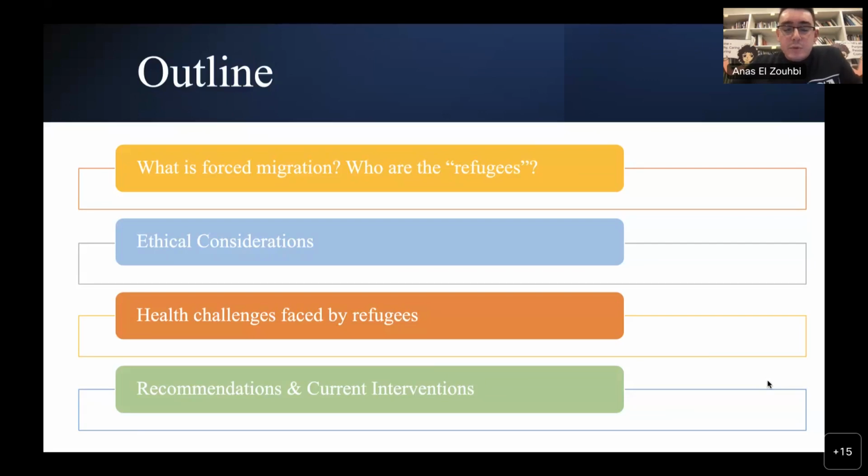I will then move on to some of the ethical and bioethical considerations with regards to access to healthcare for refugees. I will also address some of the health challenges and health burdens that these refugees face and how it may differ from the regular population within a host country. And finally, I will also share some of the recommendations and the current interventions that are currently in place, and some recommendations on what needs to be focused on in order to help solve the issue and improve access to healthcare for refugees.